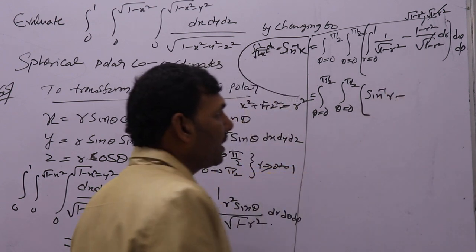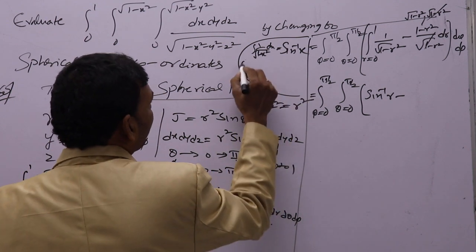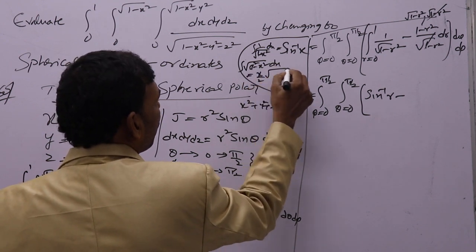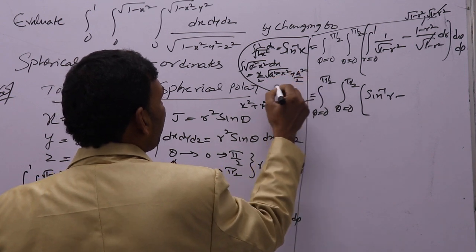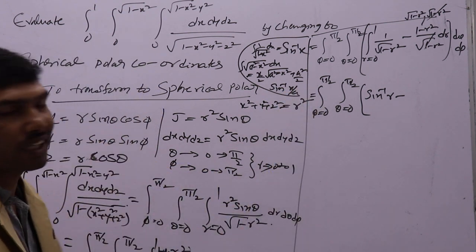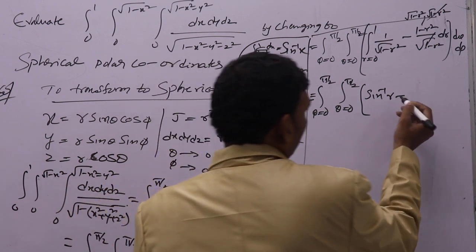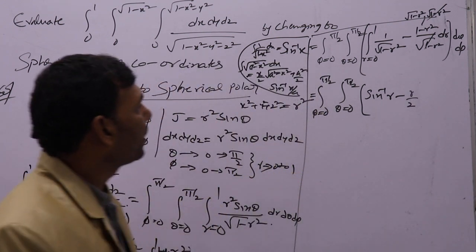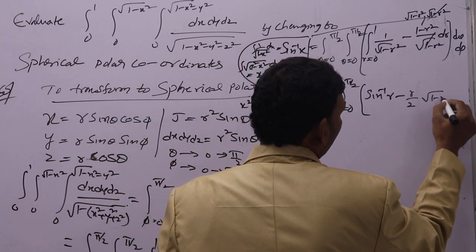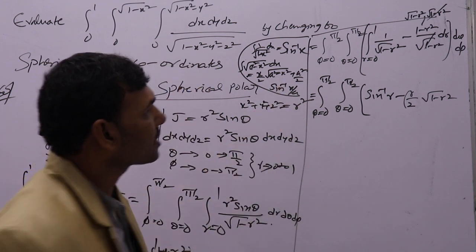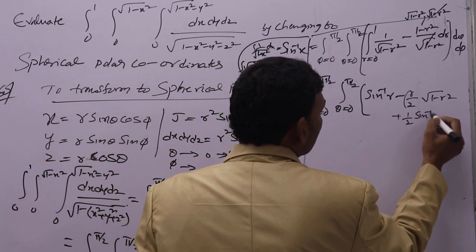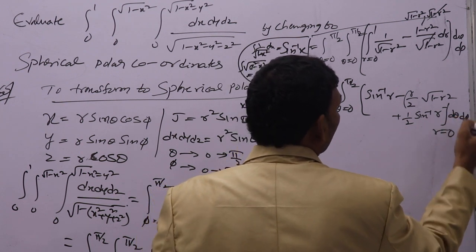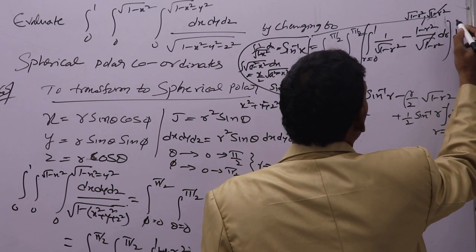Sin inverse r minus. This is the formula we discussed already: integral root of a square minus x square dx equals x by 2 root of a square minus x square plus a square by 2 sin inverse x by a. Clear? Now apply that formula. x is r. So r by 2 root of 1 minus r square plus a square is 1, 1 by 2 sin inverse r by 1, limits from 0 to 1, d theta d phi. Here we will have sin theta also.